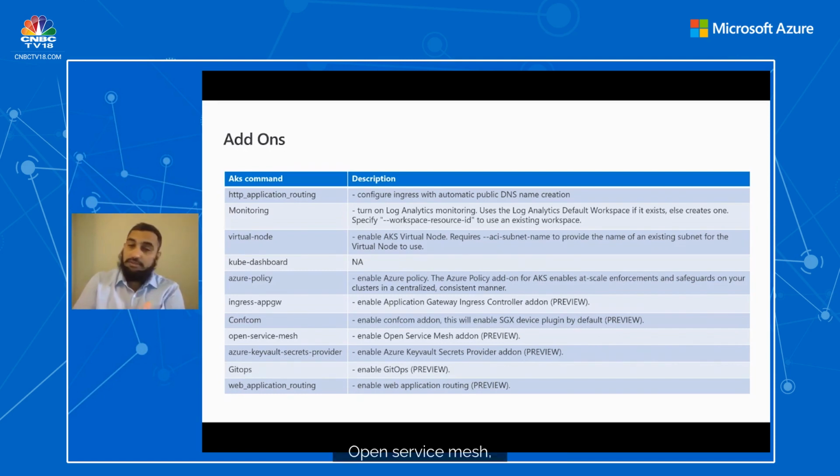Open Service Mesh, I talked about it, you can enable it out of the box. We also give you the Azure Key Vault Secrets Provider so that when you want to integrate your workloads with Azure Key Vault, that happens out of the box. And then we give you the ability to enable GitOps, where the Flux instances are created out of the box. Now I think we do Flux v2.